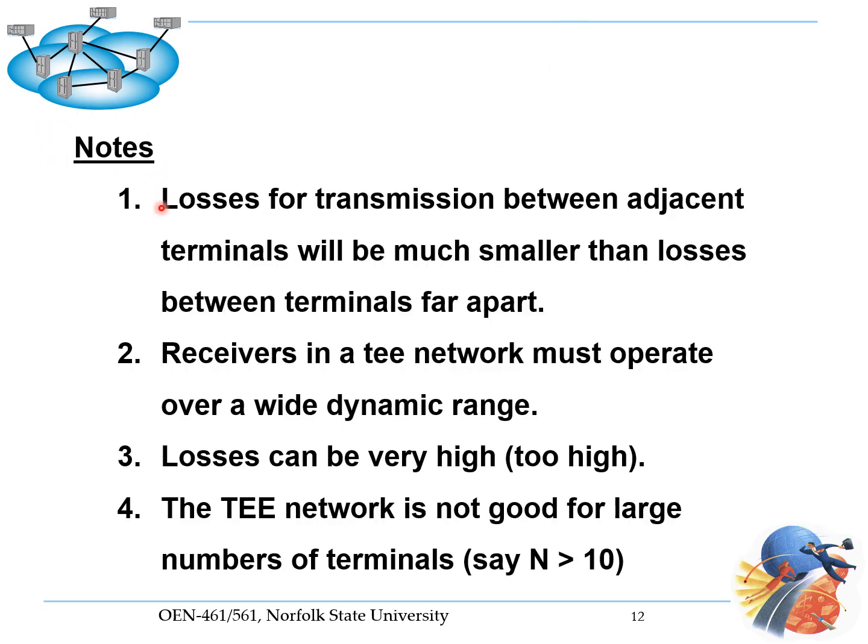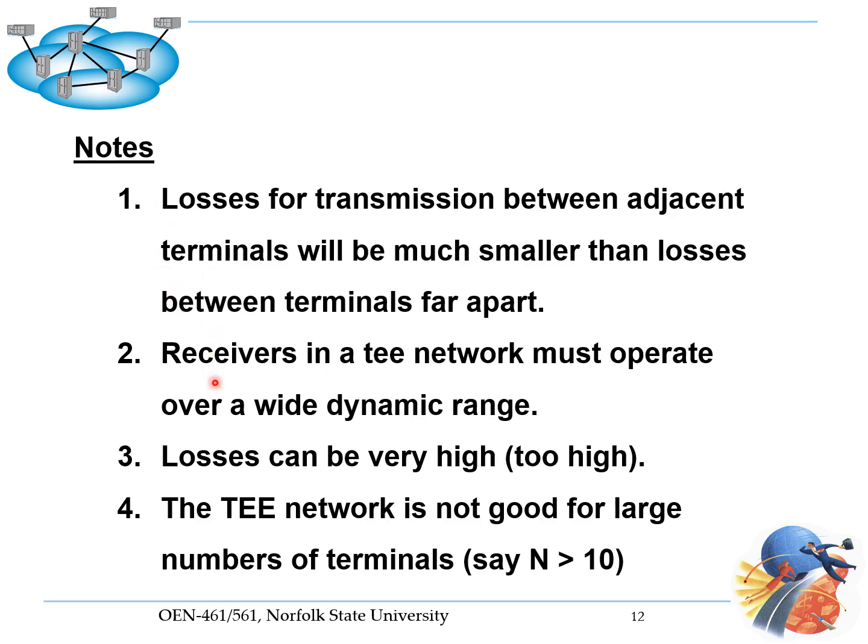Summarizing notes. Losses for transmission between adjacent terminals will be much smaller than losses between terminals far apart, and the worst case scenario would be the transmission losses between two end terminals. We might start with a T network with only a few terminals, only a few stations, and then add more and more stations as needed. When that happens, transmission losses will start to increase, right? Because as we saw in the previous example, each terminal connected will add approximately 5 dB additional loss.